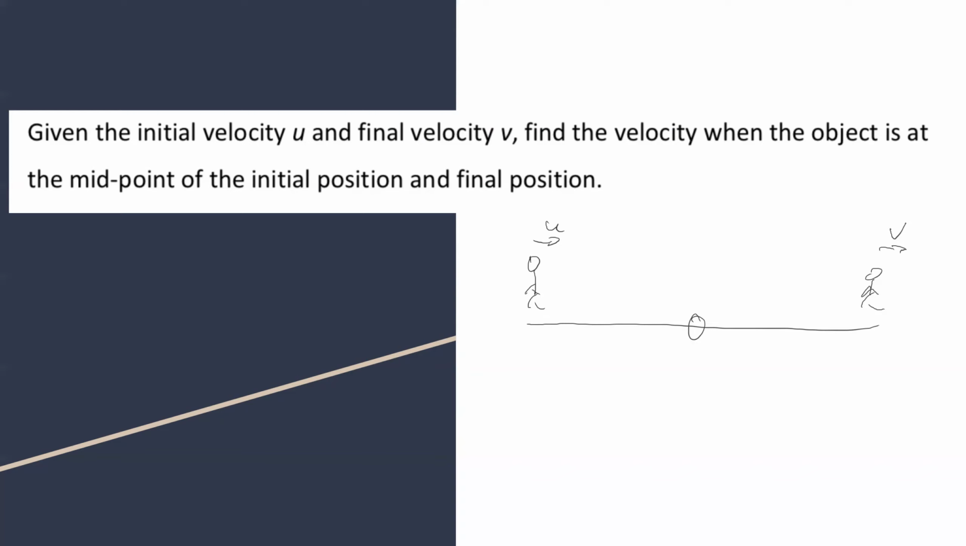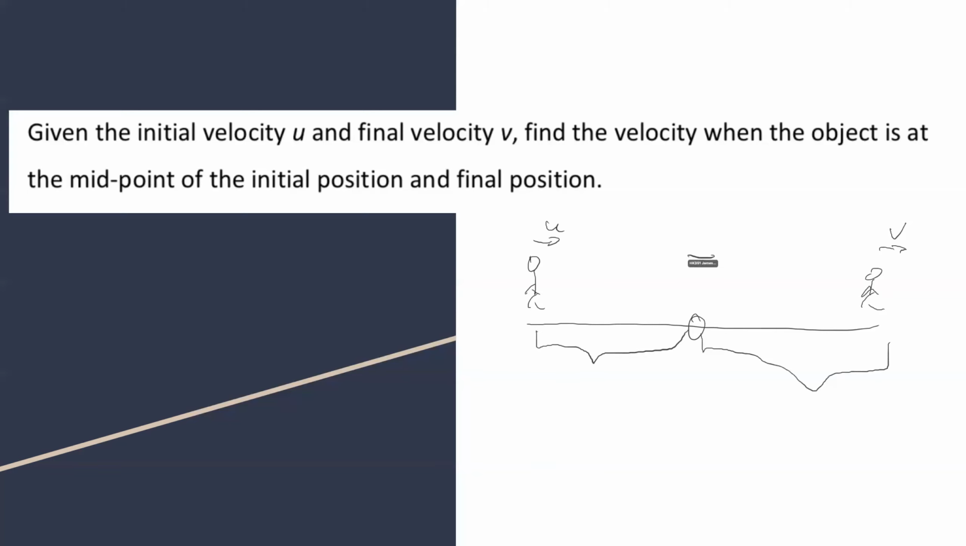I see a lot of people saying, oh, it must be the average of the two velocities, right? That's actually completely wrong, because you're asking for the velocity at the midpoint of the displacement, not the midpoint of the two velocities. So it's actually not right. At this point, you have to understand that the distance you travel is halved, not the difference in velocity.